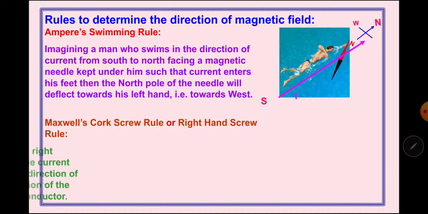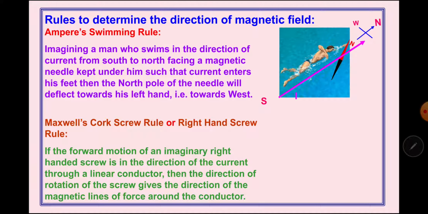So the Maxwell screw rule states, if the forward motion of the imaginary right-handed screw is in the direction of current through a linear conductor, then the direction of rotation of screw gives the direction of magnetic lines of force around the conductor. Now students, what do we know? If we give a clockwise rotation to a right-handed screw, then it will go inwards. That means to say, if there is an inward current, the current is in the direction of motion of screw, then the rotation of the screw is giving you the direction of magnetic field lines. We will see it in the diagram.